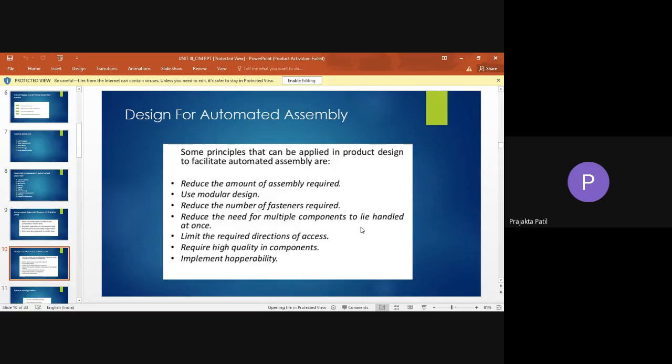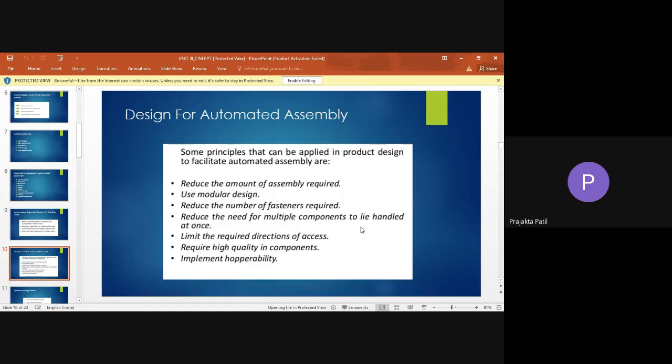If you're going to keep a huge component, maybe a very heavy and very bulky component, into that hopper, there is no point in having that hopper. It is not going to help you perform any task itself. So you have to plan the product that has to be assembled in such a way.